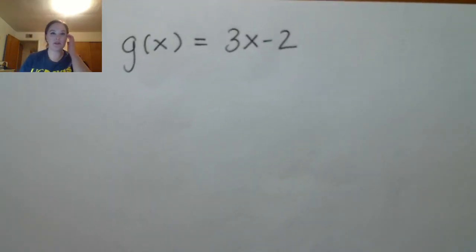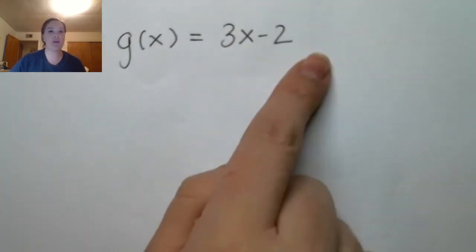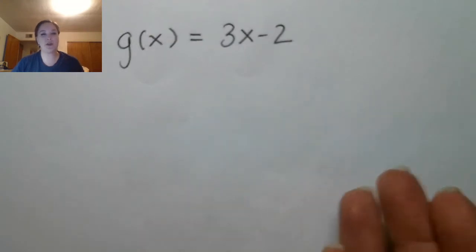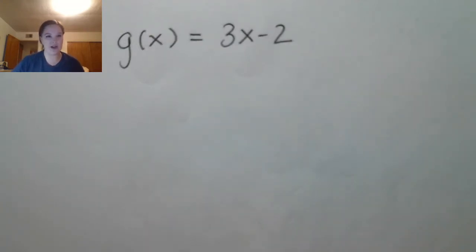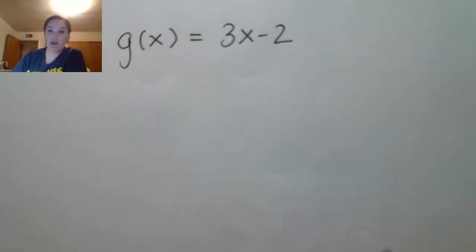This is just a little bit more complicated. This function does two different things. It multiplies by 3 and then subtracts 2. So the opposite of that should be to add 2 and then divide by 3. Let's make sure that this lines up with what we're thinking.